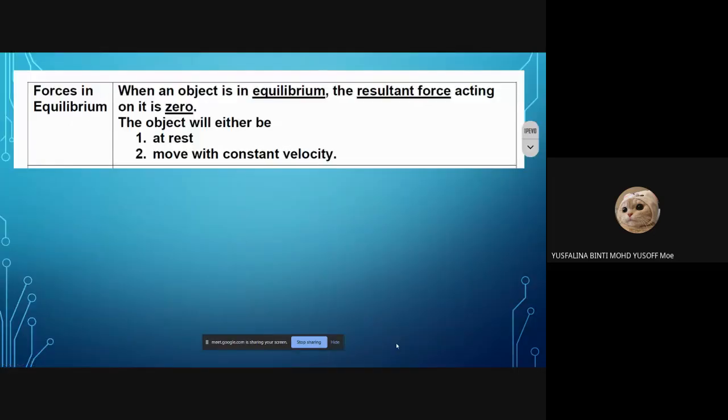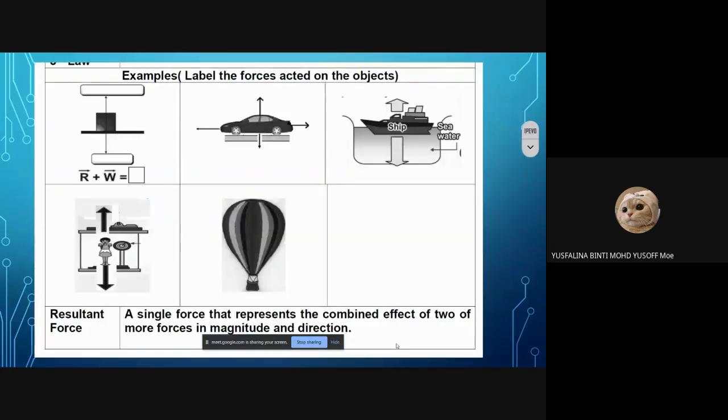So this is the state when the object has forces in equilibrium. The resultant force acting on it is 0, so the object will either be at rest or move with constant velocity. Let's do a little revision. The question asks you to label the forces acting on the object.